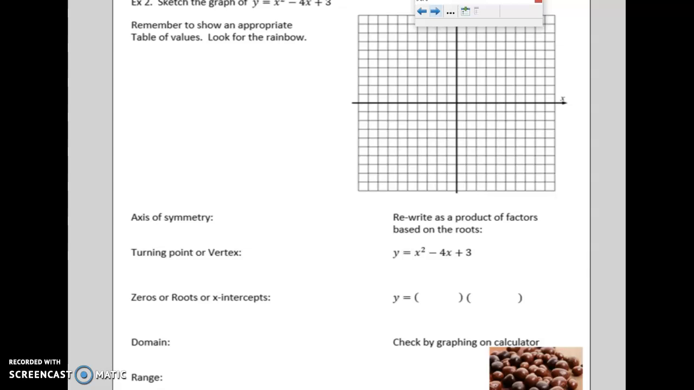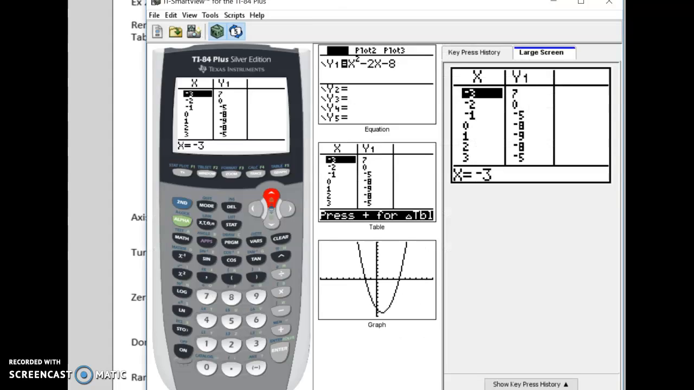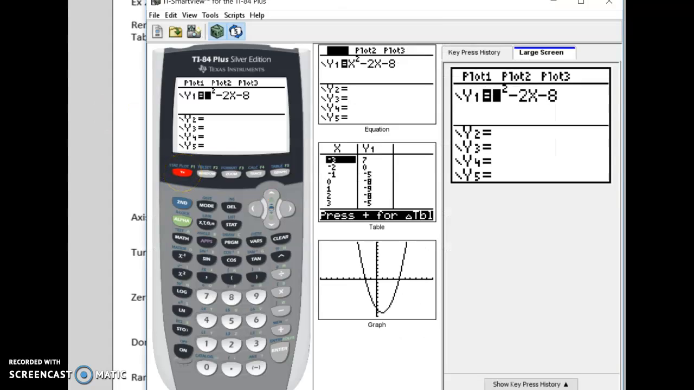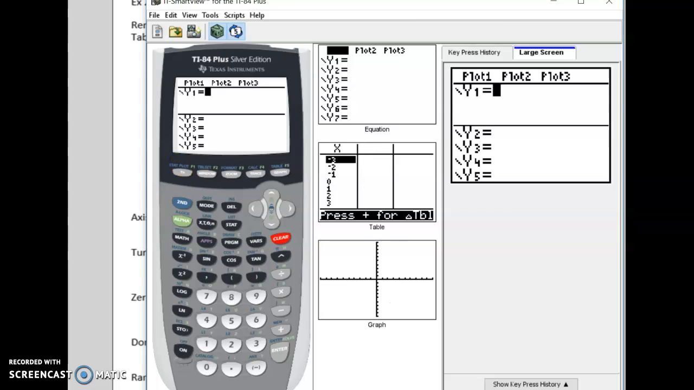We're going to have to type this into our graphing calculator. So let's start with that. Go to y equals, clear out whatever was previously there. And if you're wondering where this is on the notes, we're on the back. Example number 2. So this is x, square it by pressing x to the second power, minus 4x, and add 3.